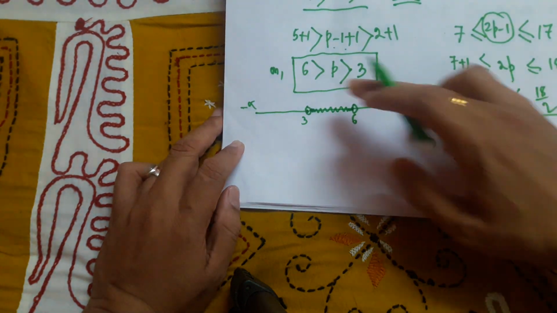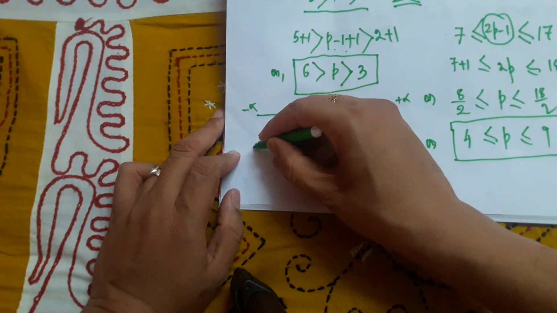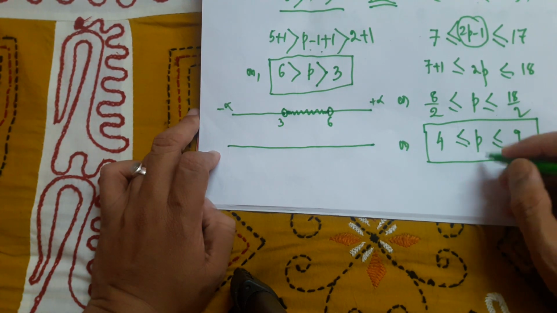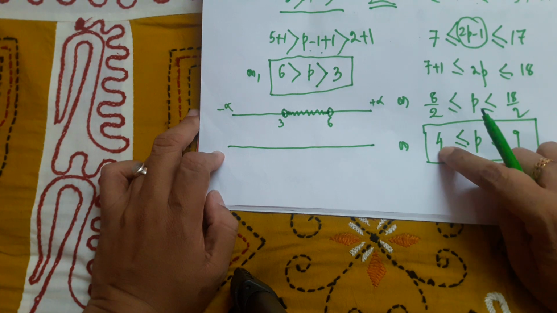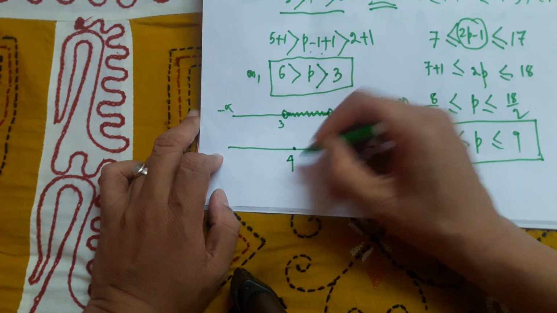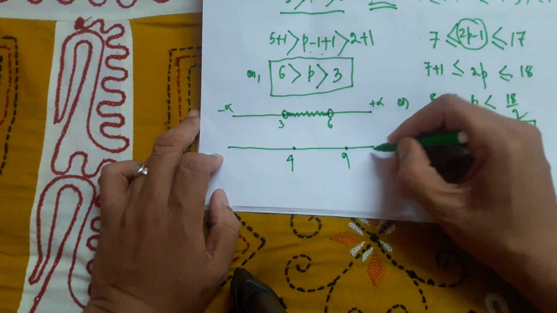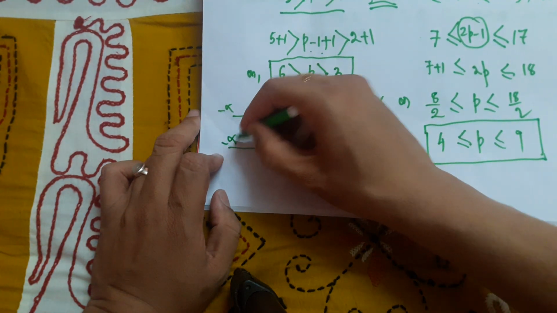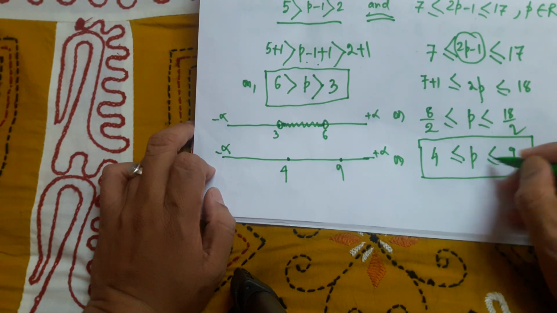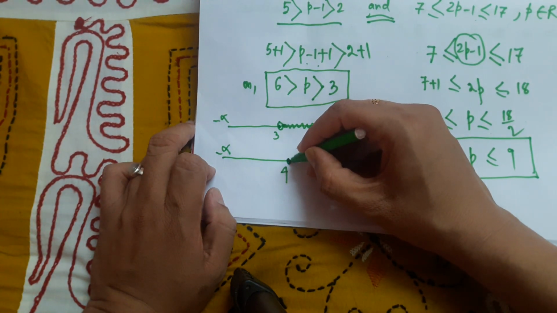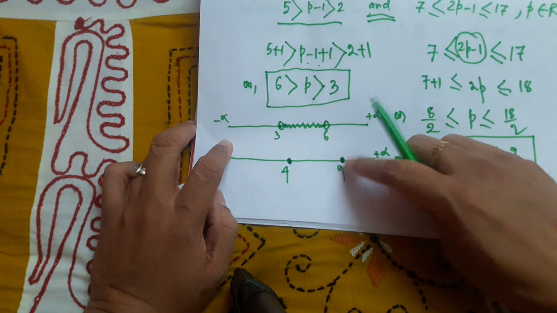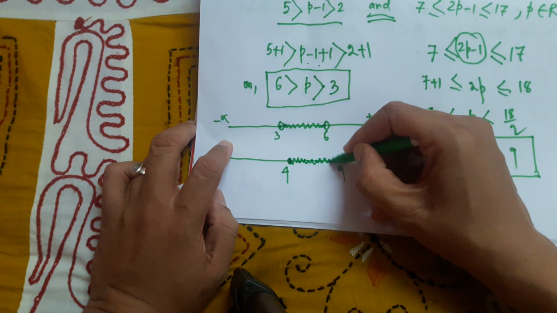This is from our first inequation, and we again plot the second inequation. This is p is greater than or equal to 4 and less than or equal to 9. So 4 will be somewhere here and 9 will be here. This is plus infinite and this is minus infinite. Clear? Now equal sign is there, so both 4 and 9 will be closed circle. Here it is open circle and here it is closed circle. From 4 to 9 closed.